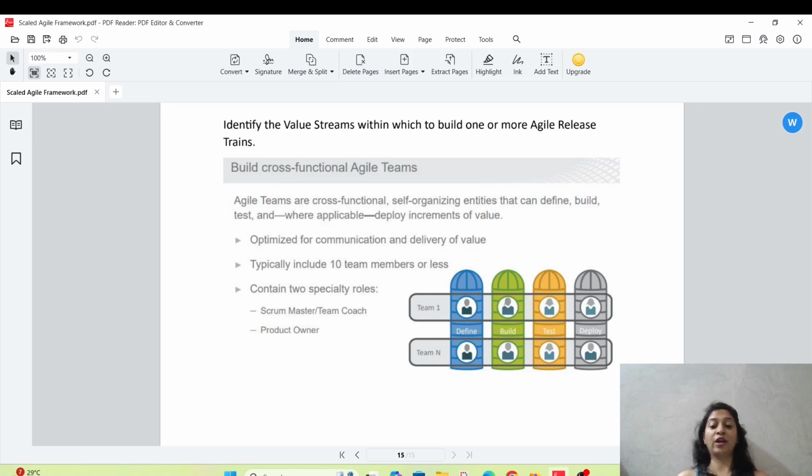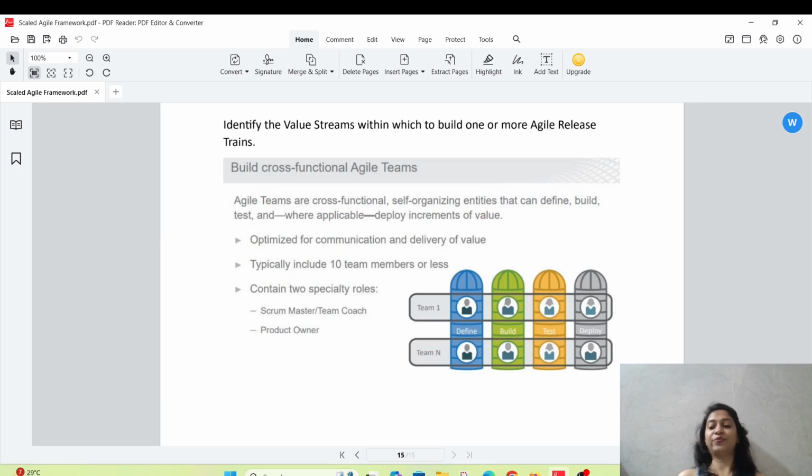You can see in the diagram also. Define, build, test, and deploy. Team 1, take it to Team N. In one team, 10 team members or less. It should contain two specialty roles, that is Scrum Master or Team Coach, and the product owner. Means if we have 10 team members in one team, then just minus these two people. How many people are remaining? That is 8 people. 8 are divided into developer and QA. Developers also divide into two parts, that is backend and front end.